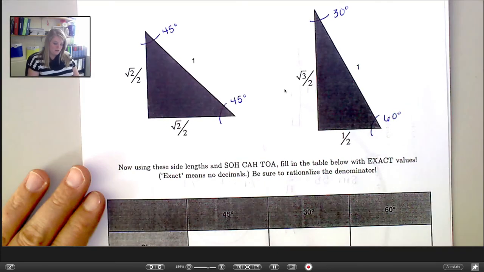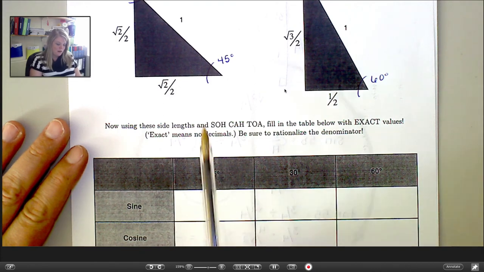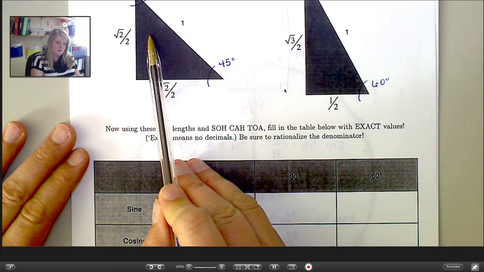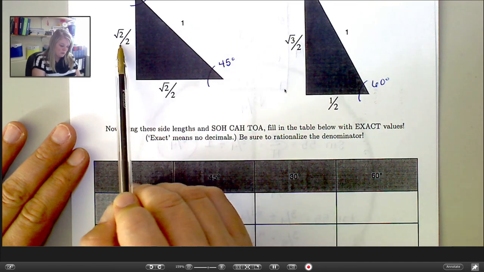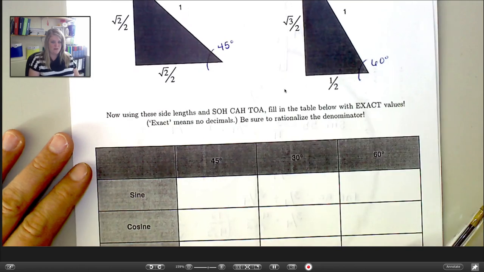So when I ask you to find, if you look down in your table, sine of 45, here's my 45 degrees, and it would be opposite over hypotenuse. So you're going to do square root of 2 over 2 divided by 1 and write your final answer down in here. And you're doing that for all 9 of these, okay?